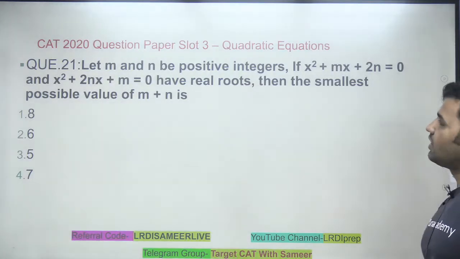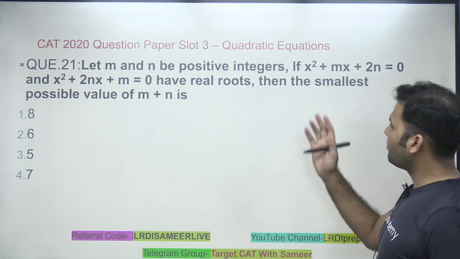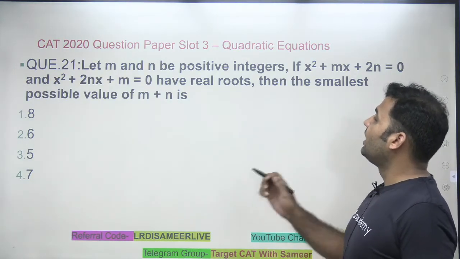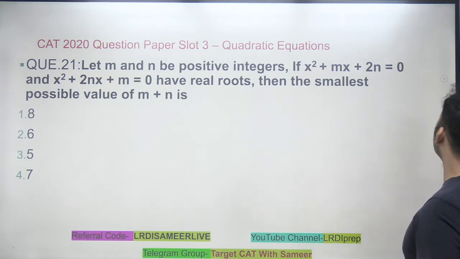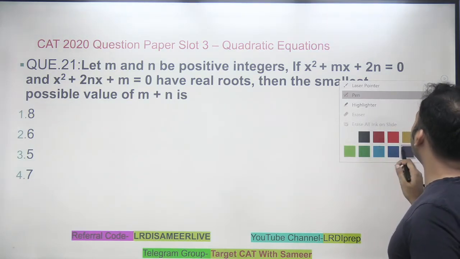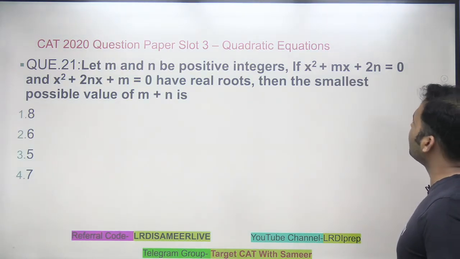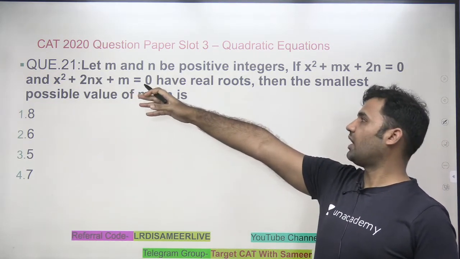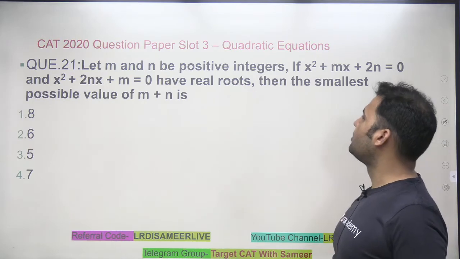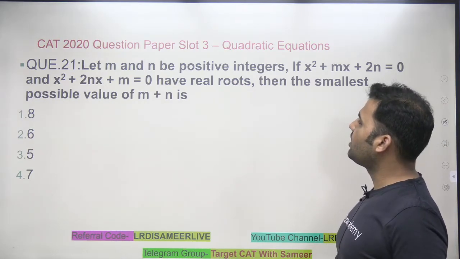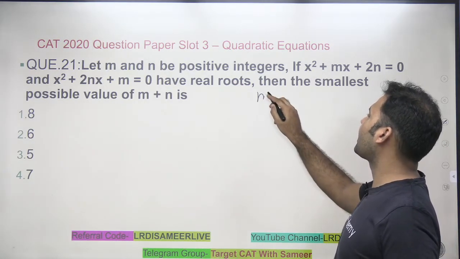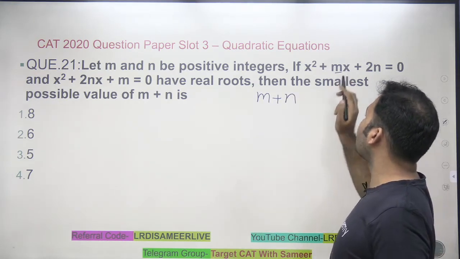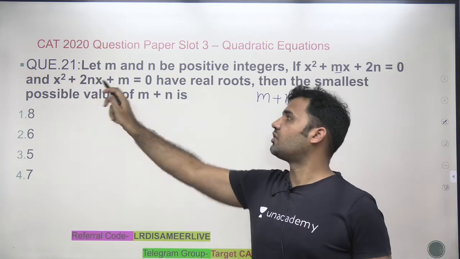Now let's look at this question number 29. This is from Quadratic Equation, CAT 2020 Slot 3. Question number 21 says that m and n are positive integers so that x square plus mx plus 2n is equal to 0, and there's another equation in terms of n and m, and they have real roots. Then find the smallest possible value of m plus n. So what we are supposed to find out is the smallest possible value of m plus n, and m here is a coefficient of x and n here is a coefficient of x.